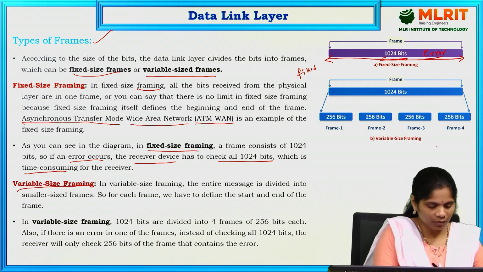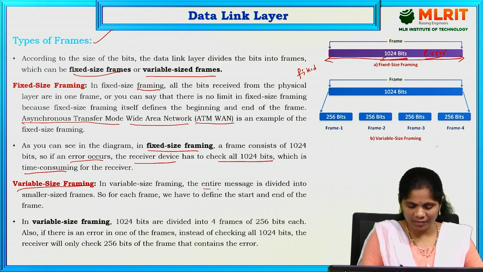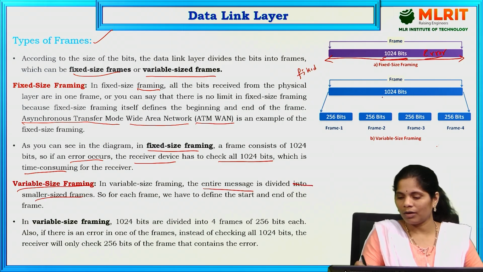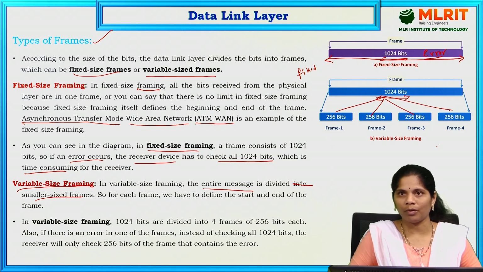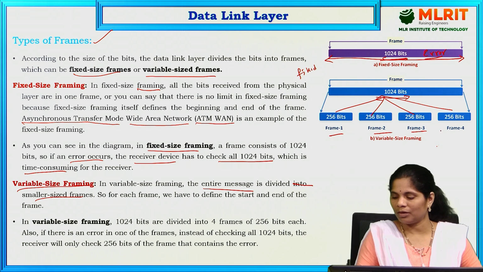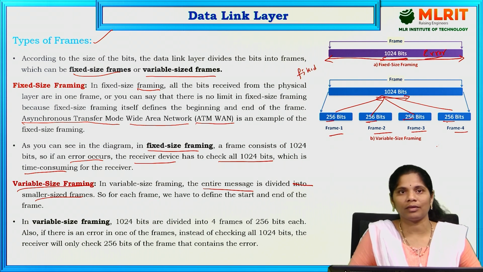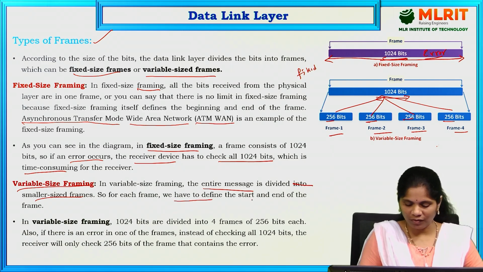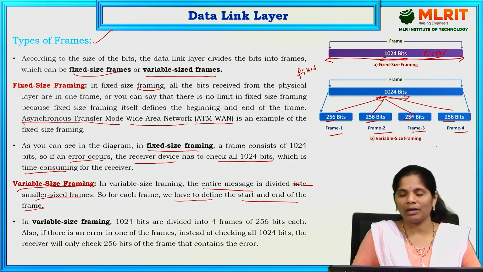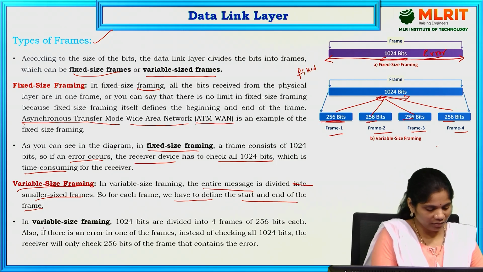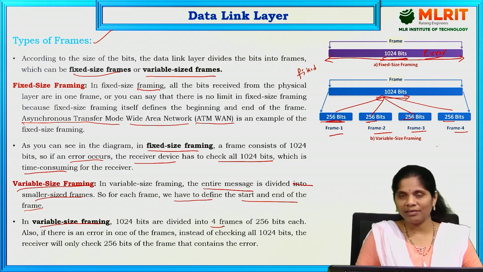Coming to variable size framing. Variable size framing is nothing but the entire message is going to be divided into some smaller size frames. So here whatever 1024 bits is there, those are going to be divided into small parts, like frame 1, frame 2, frame 3, frame 4, like 256 bits, 256, like that it is going to be divided, meaning variable size. For each and every frame, we have to define the start and ending of the frame. So in this variable size framing, it is divided into how many types?